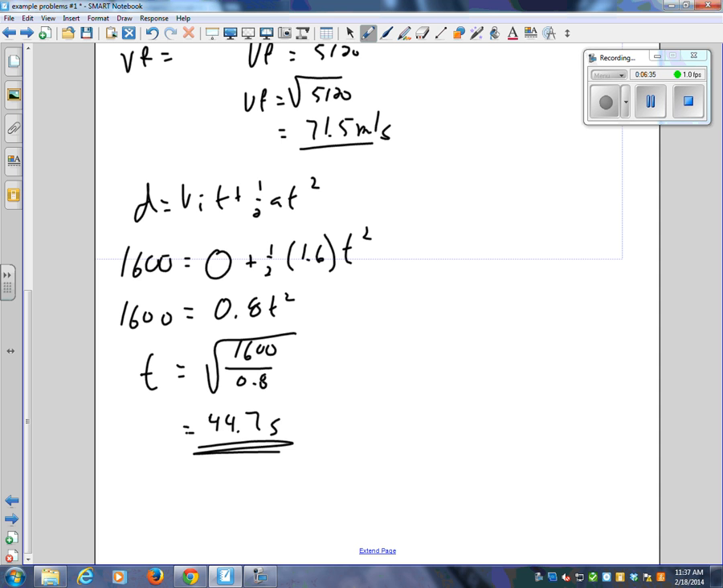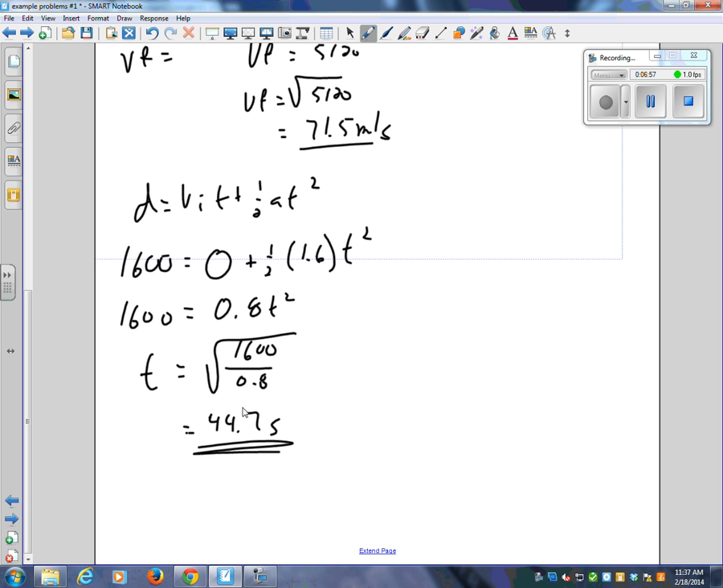Does that seem like a reasonable amount of time? Yeah, sort of ballparkish. But if you've been on a plane before, does it take 45 seconds to take off? Probably about 20, I would think. So what number do you think is wrong in my problem here?